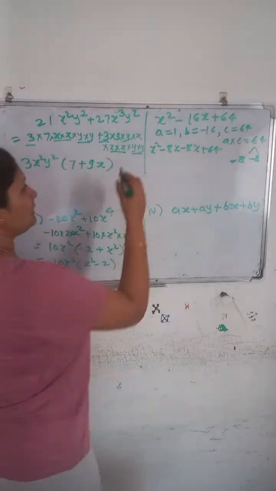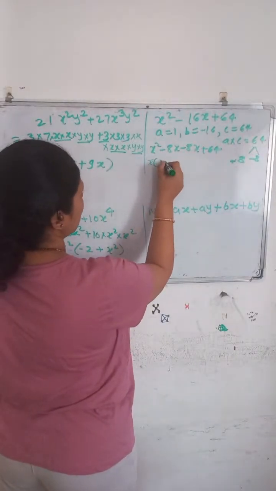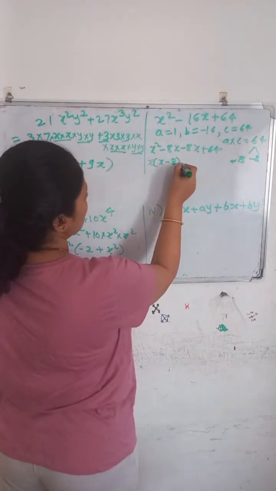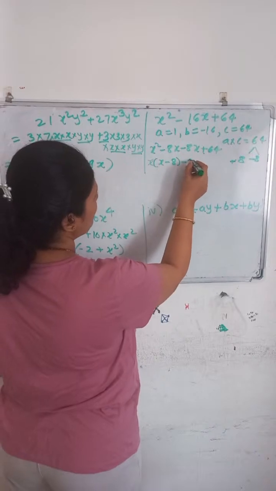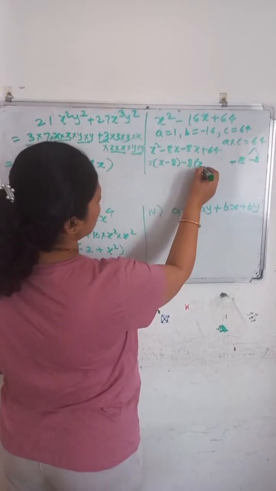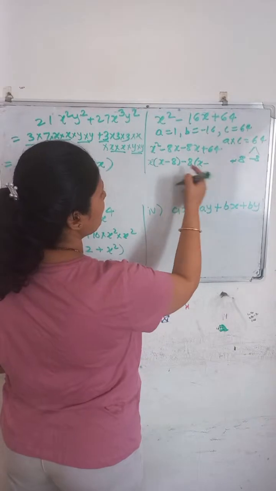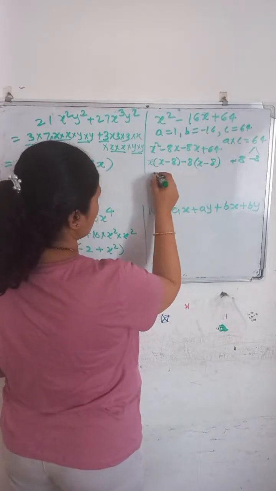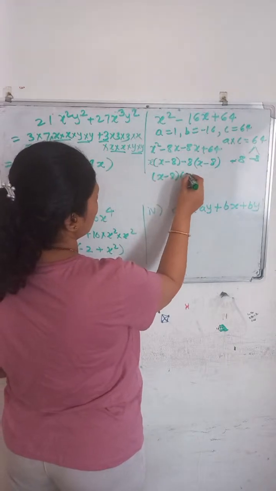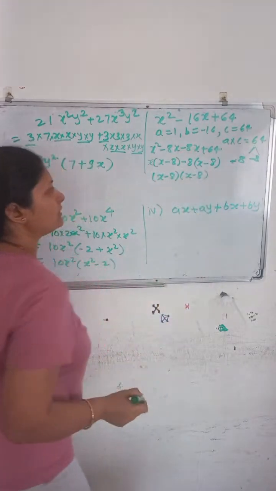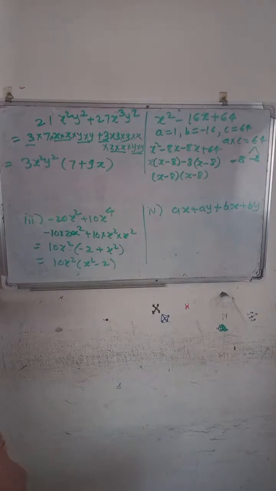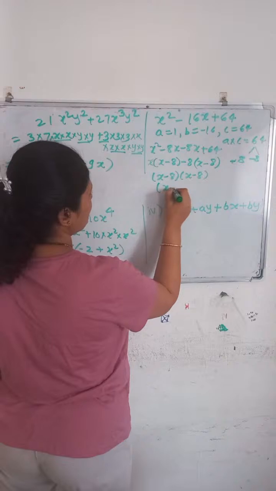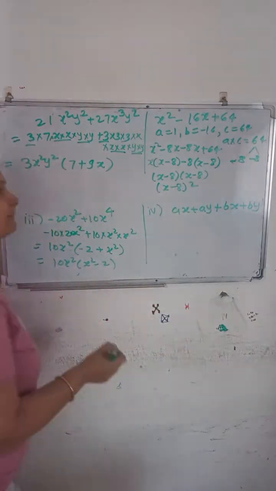Now here you can take x common, and inside the bracket x minus 8. Then from the other two terms you can take out minus 8, so x, this plus will become minus as we took the minus sign out, and here it will come 8. So x minus 8. These are the factors. Or you can write it like this also: (x minus 8) whole bracket square.